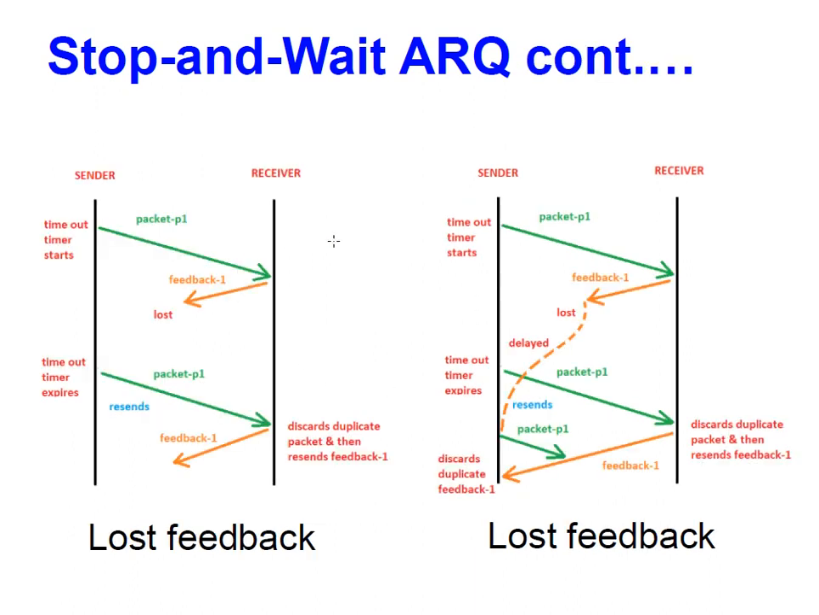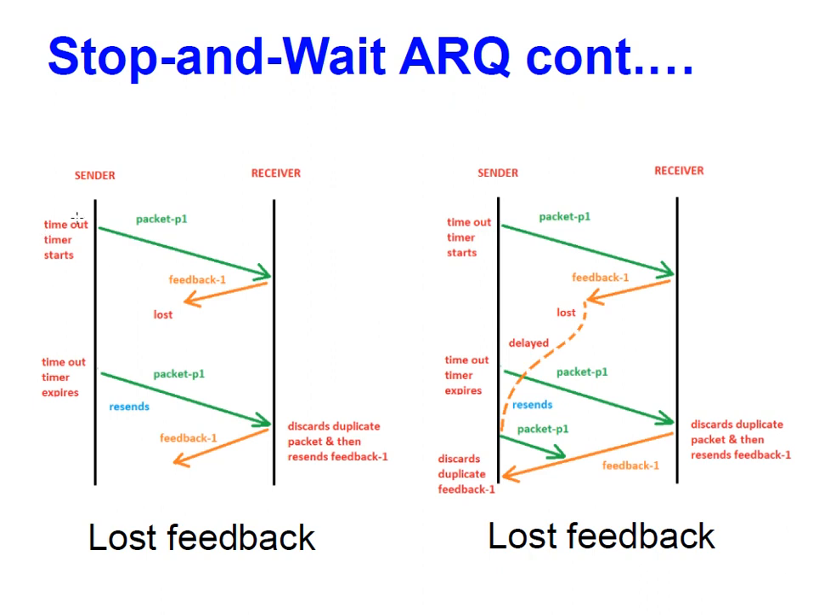Now if you see the stop and wait under another case, lost feedback. Lost feedback means a lost acknowledgement. Here you see a packet is sent, but the acknowledgement is lost. So a data packet with sequence number, that is packet 1, is sent, and if this packet 1 has a problem with a delayed acknowledgement, it is going to consider that the acknowledgement sent by the receiver is lost.